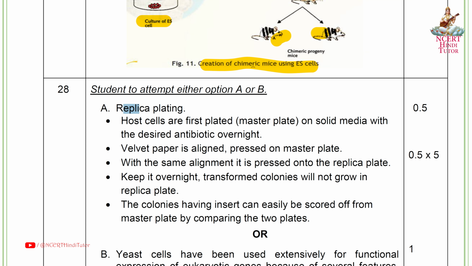Answer. Replica plating. Host cells are first plated, master plate, on solid media with the desired antibiotic overnight. Velvet paper is aligned, pressed on master plate. With the same alignment, it is pressed onto the replica plate. Keep it overnight. Transformed colonies will now grow in replica plate. The colonies having insert can easily be scored off from master plate by comparing the two plates.